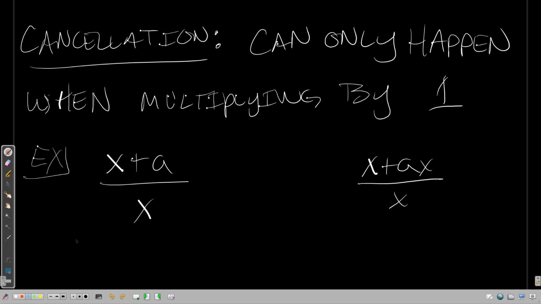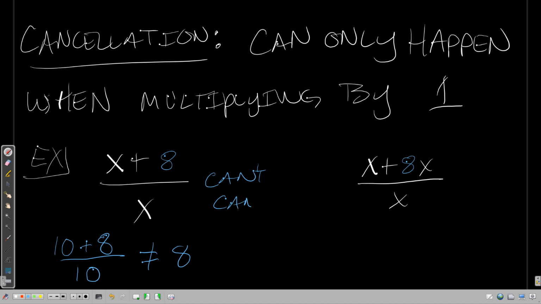Convince yourself that that's true. Let x be any number you like. Like maybe x is 10. Then if you could cancel the x's, here we'll take a to be 8. Then if you could cancel the x's, then these would be the same number. And they aren't. So here you can't cancel.